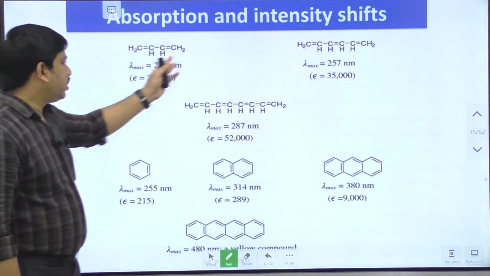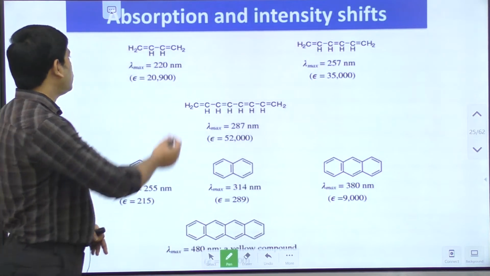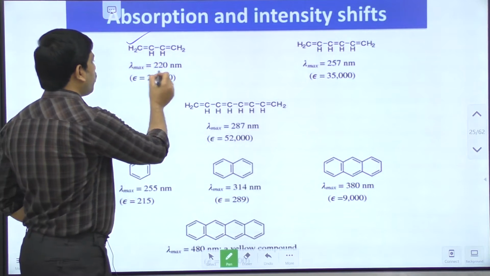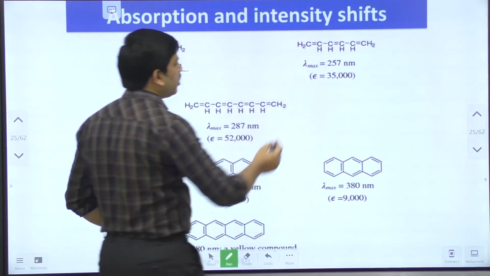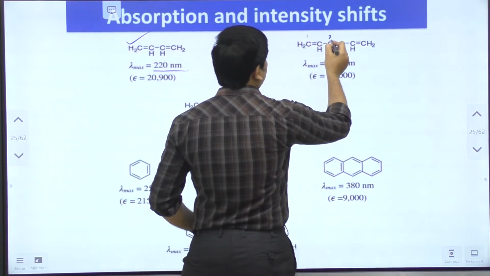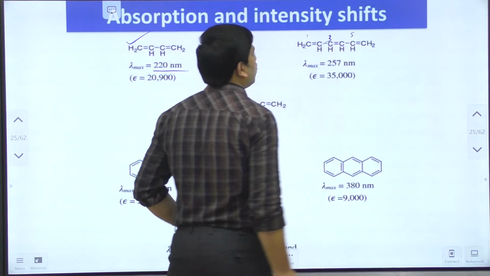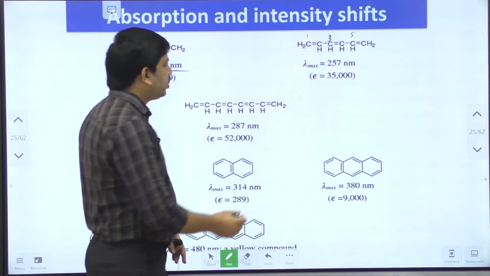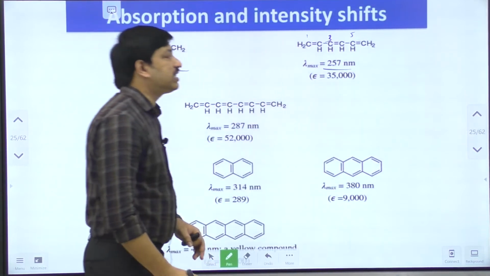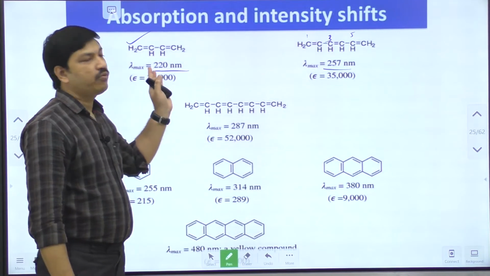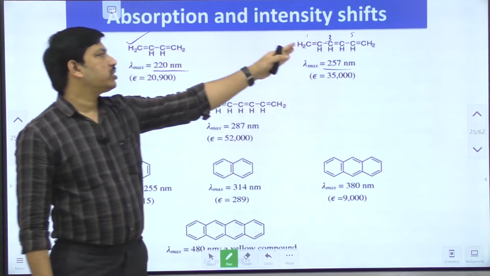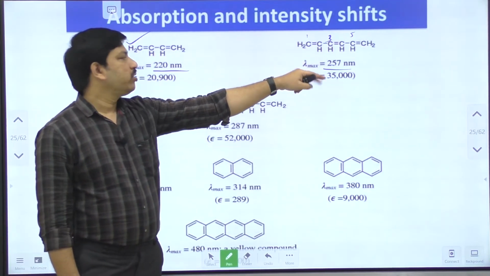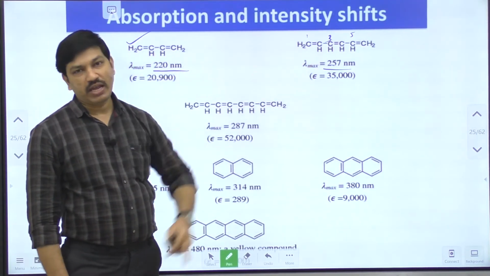Okay, and these are some other examples we have seen already. This is a simple 1,3-butadiene molecule. This system absorbs around 220 nanometers, whereas this one, 1,3,5-hexatriene, absorbs around 257 nanometers when compared to the 1,3-butadiene moiety, because in this case we have one more double bond. In addition to the two double bonds, we have one more conjugated double bond. So the value shifted to 257 nanometers.